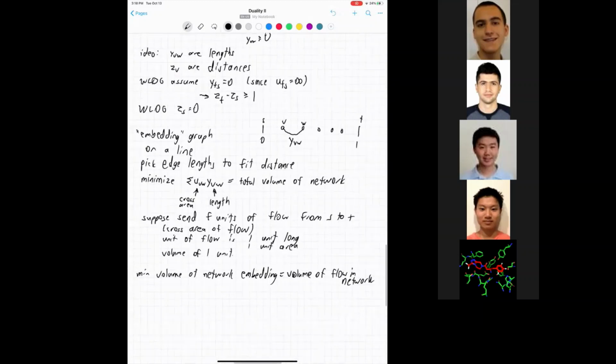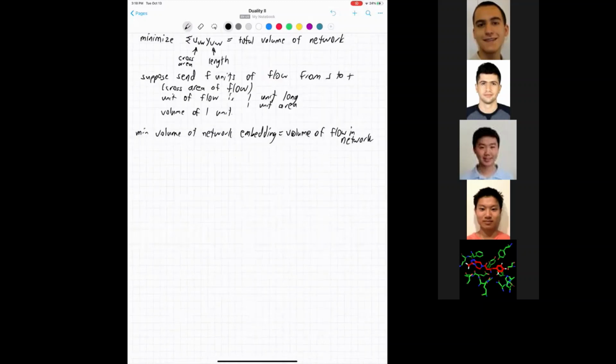Well, let's see. In order to figure that out, let me introduce you to another important idea in linear programming, which is complementary slackness. Okay, I talked about this before, but now we're really going to leverage it.